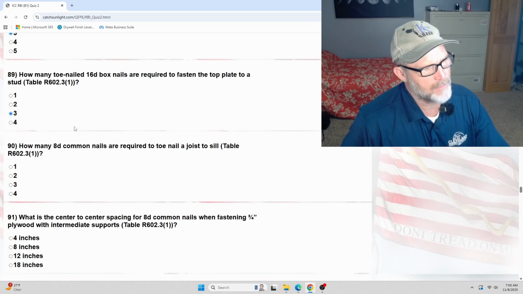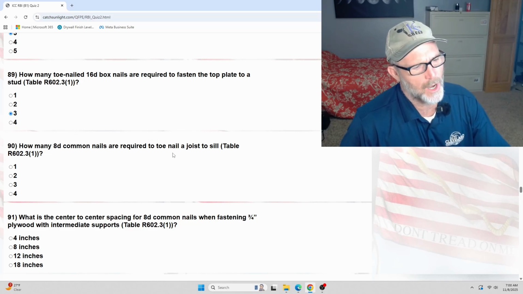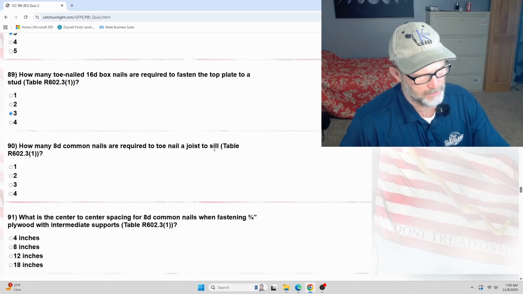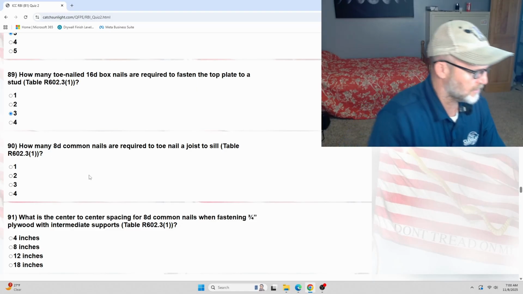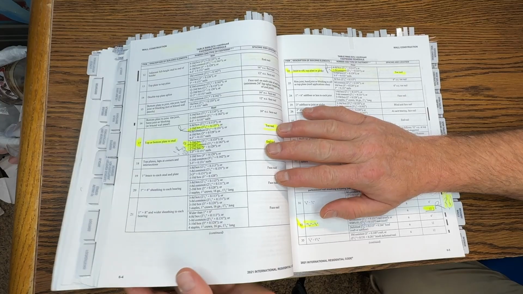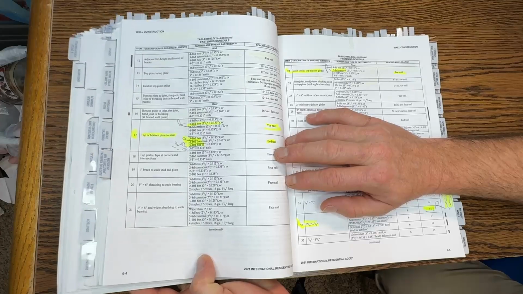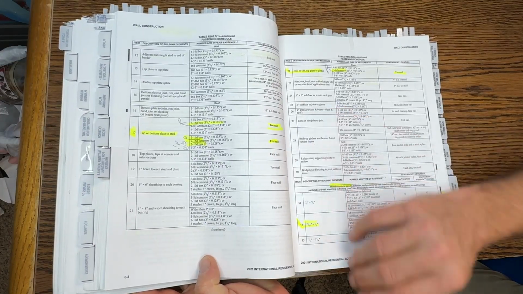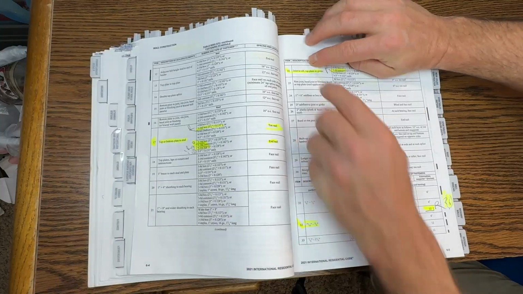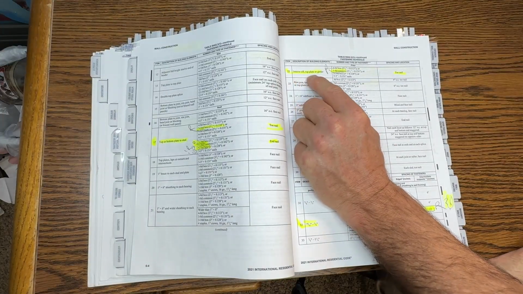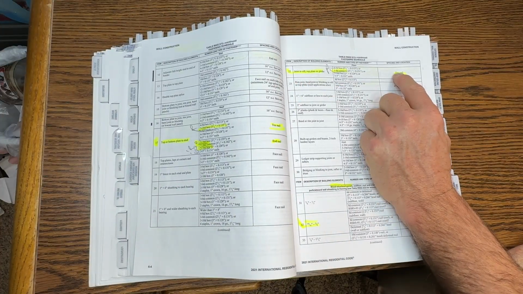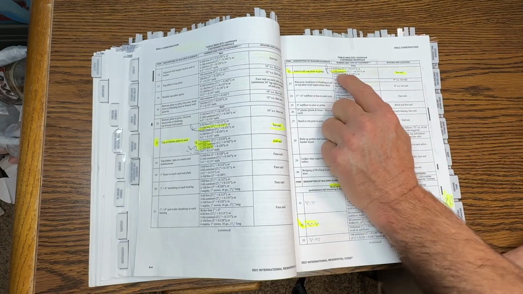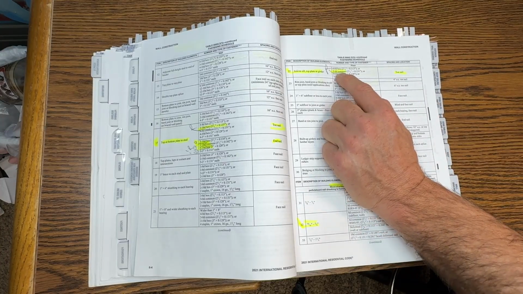90. How many 8D common nails are required to toenail a joist to a sill? Table R602.3(1). So, how many 8D are required to nail a joist to a sill? Joist to sill, right up here, item 22. Joist to sill, you're toenailing. How many 8D are required to toenail? There it is, toenail. And the answer is 3. You need 3 8D commons.